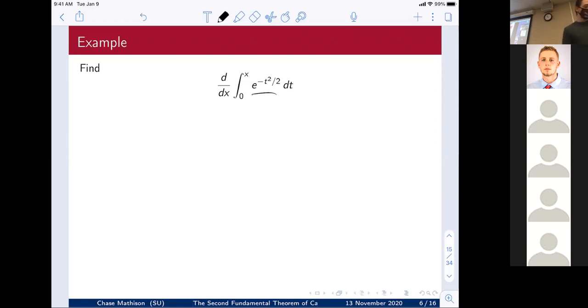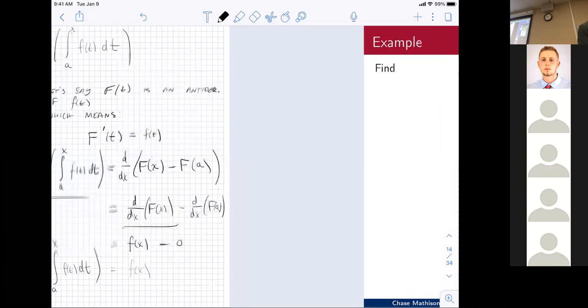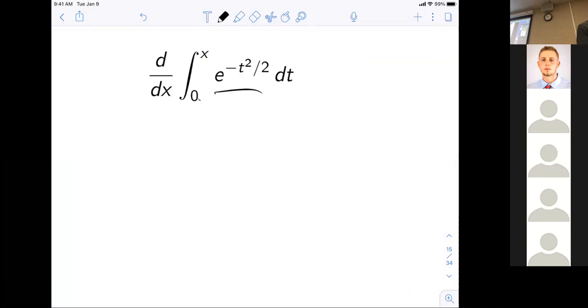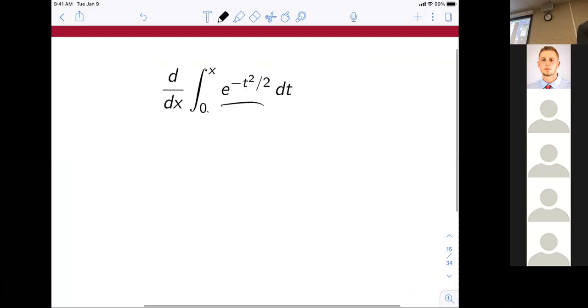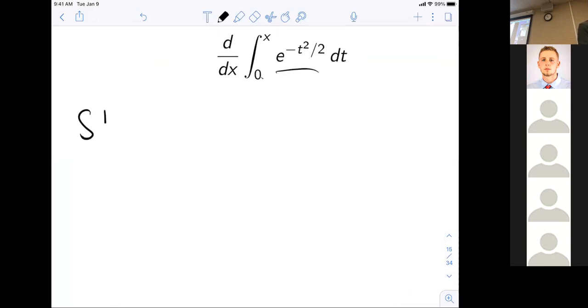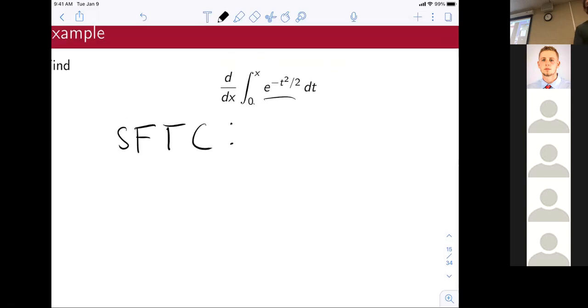Okay, so the derivative with respect to x of the integral from 0 to x of e to the minus t squared over 2 dt. What does the second fundamental theorem of calculus, which I write as SF, tell us that this is equal to?